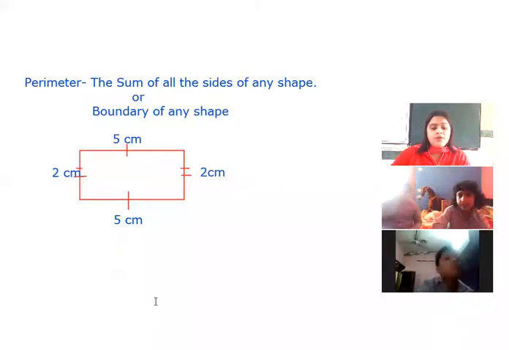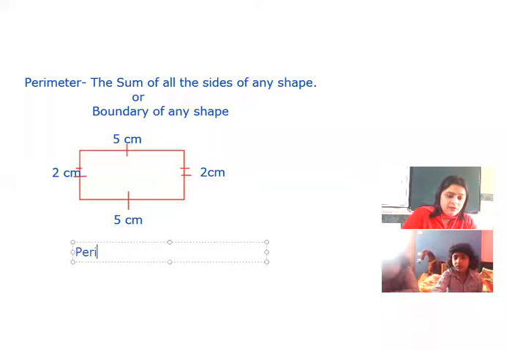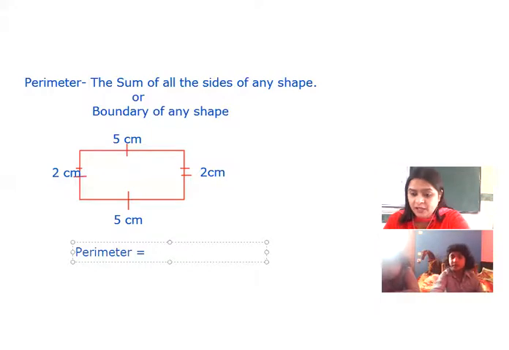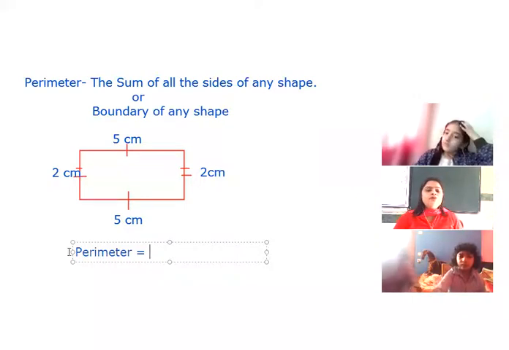So how are we going to find the perimeter of this particular shape? According to the definition, we are going to add all the sides. Or simply, this is the boundary of this shape. Can you see the boundary? We are going to add its boundary, all the length of this boundary.